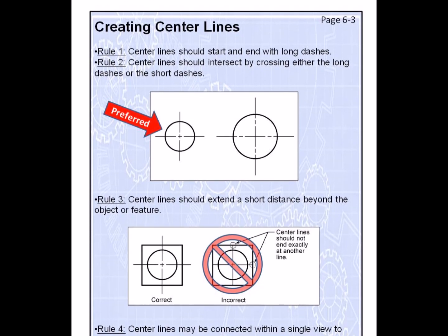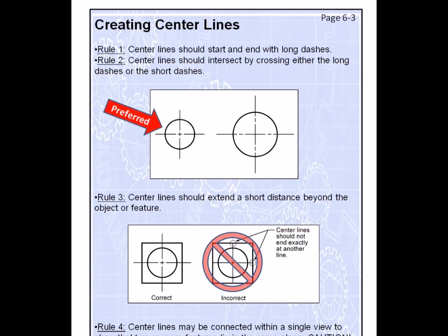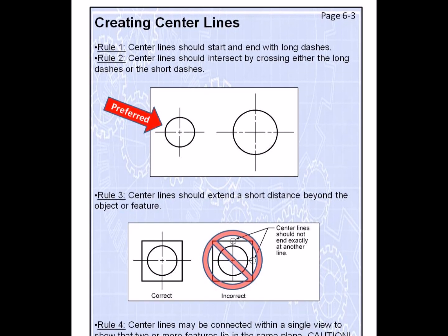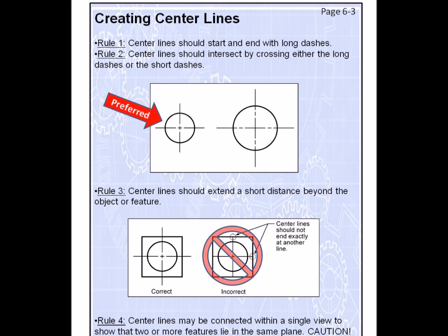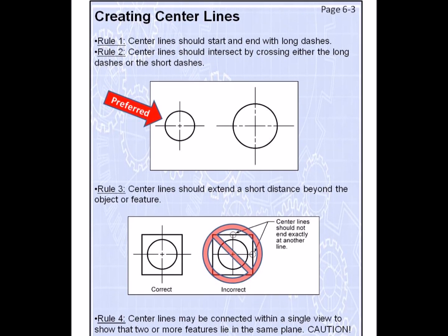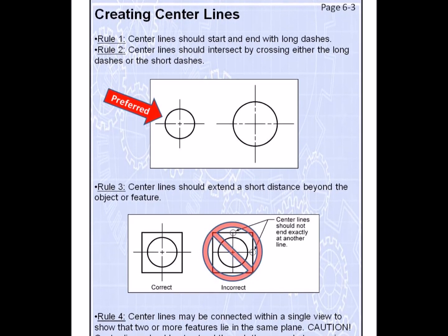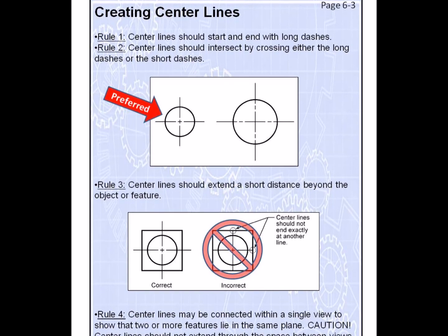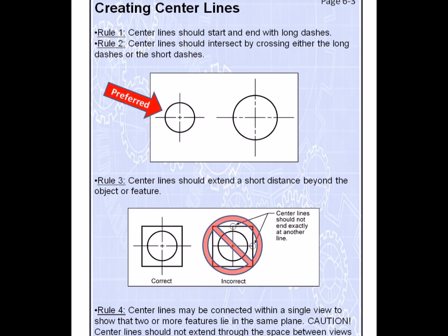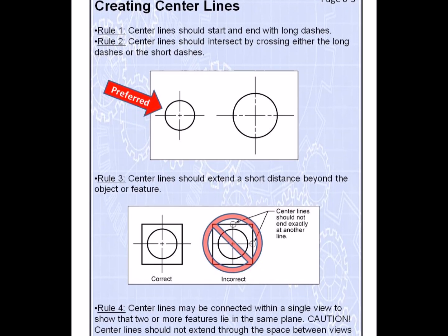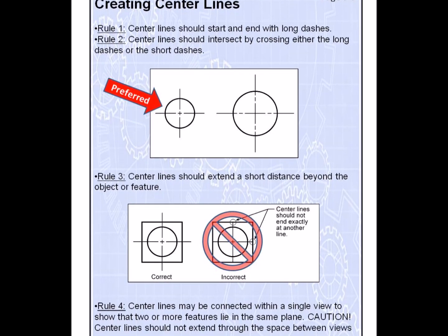There are 2 main rules that we need to be aware of when creating center lines. 1. Either the small or large dashes should cross at the center of the circle. And 2. Center lines should not directly end at any other line. They should either stop short of the line or go past the line by a short distance, usually about 1/4 inch.